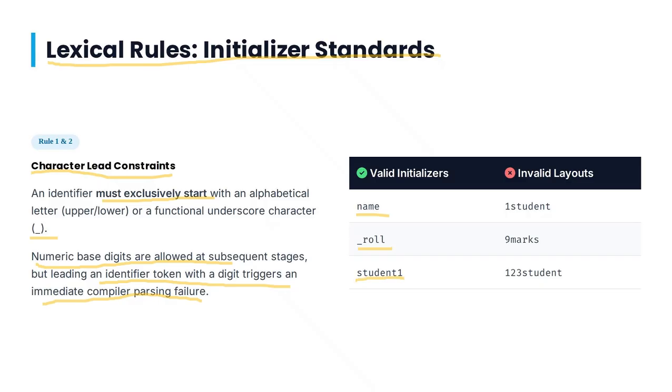But if we start the name of an identifier with a digit, then it is not valid. Here 9marks is not valid. 123student is also not valid. So we have to keep in mind what rules we have to follow to name an identifier.